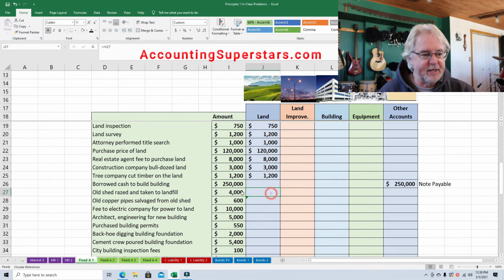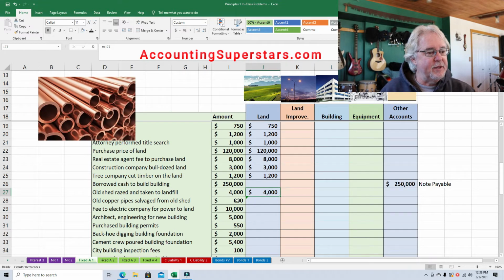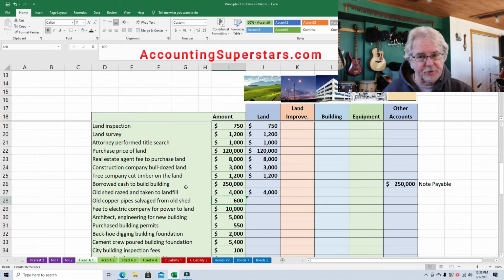Now this costs money. This is still getting this land ready for use. So there we go. And old copper pipes were salvaged from the old shed. Fred received $600 because copper is pretty valuable. It's going up in price. And so Fred was able to take these copper pipes to a place that collects metals and processes them. And so that is going to reduce the cost of the land, all right? Because money's coming in for this.